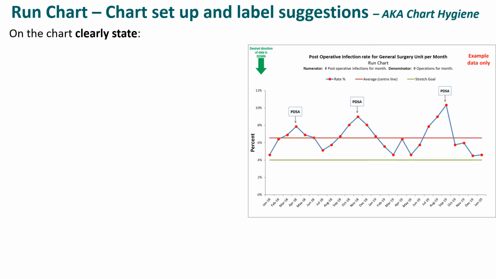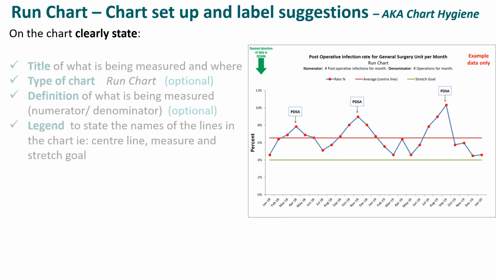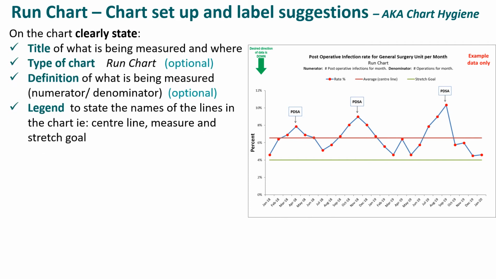I'm now going to discuss some chart setup ideas and labeling suggestions. This is also known as chart hygiene. On your run chart, you need to clearly state the title of what's being measured and where it's being measured. Also the type of chart it is. This is optional. You can just say it's a run chart. The definition of what's being measured. So you could state the numerator and the denominator, but you might also like to give a definition of what you're actually measuring, such as a fall. What does a fall mean? Or what is a pressure ulcer? You also include a legend to state the names of the lines in the chart, such as the center line, the measure, and the stretch goal.